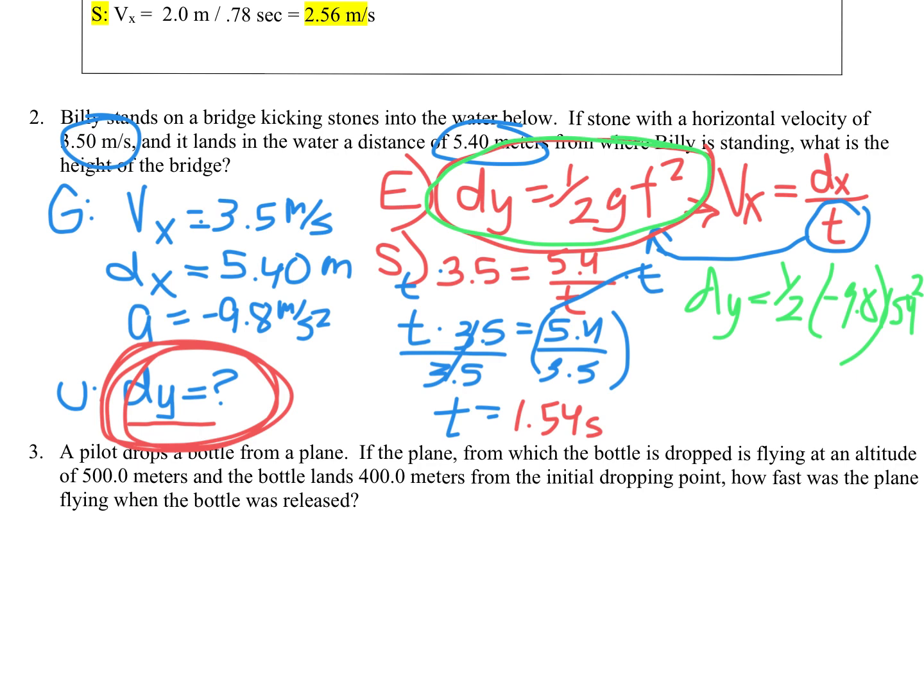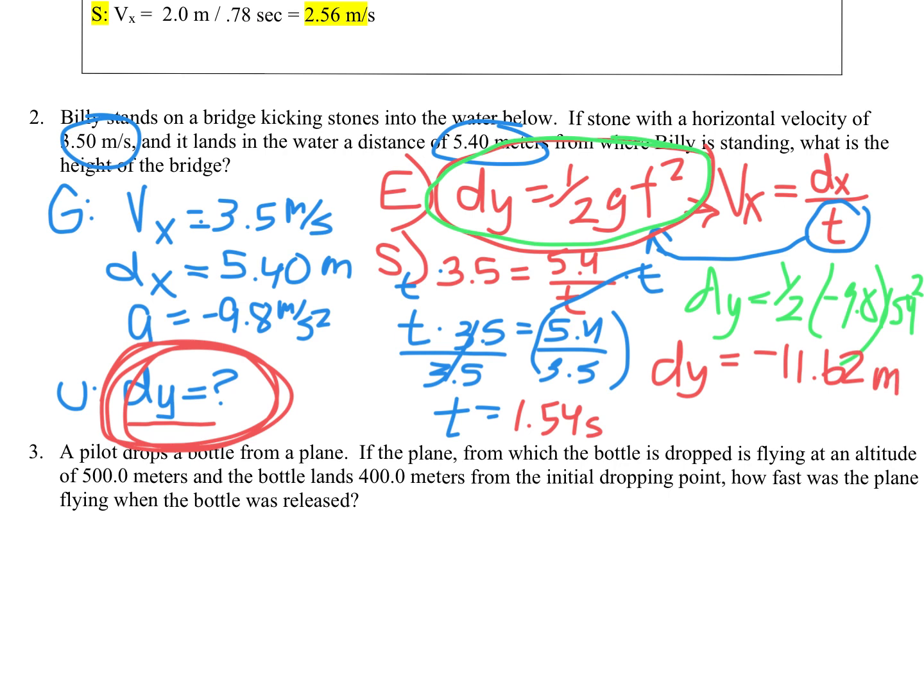If you do 1/2 times negative 9.8 times 1.54 squared, that number ends up being negative 11.62. So what does that mean? Why is that negative? Well, it means that the stone fell 11.62 meters.